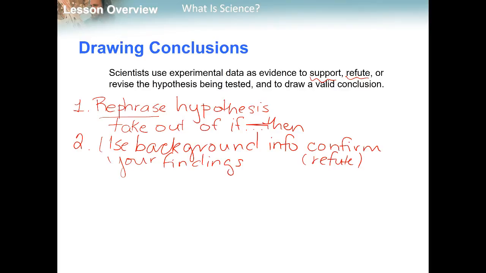So what do you know about this? Nitrogen is necessary for plants to grow. It helps to produce the amino acids, which are building blocks to proteins. Okay, so that's your background information that you know.